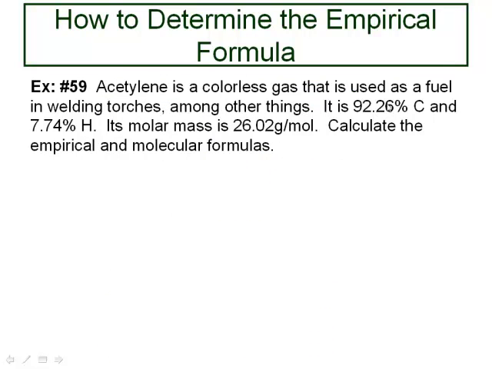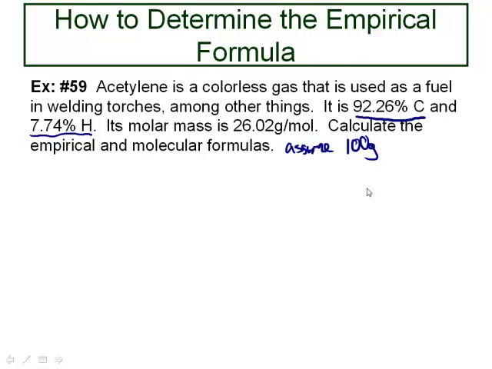We know the compound is 92.26% carbon and 7.74% hydrogen by mass. What we're going to do here is make these numbers useful by assuming that we have a certain sample size. What I like to do is assume that we are working with 100 grams of the compound. So we have that much of the compound.